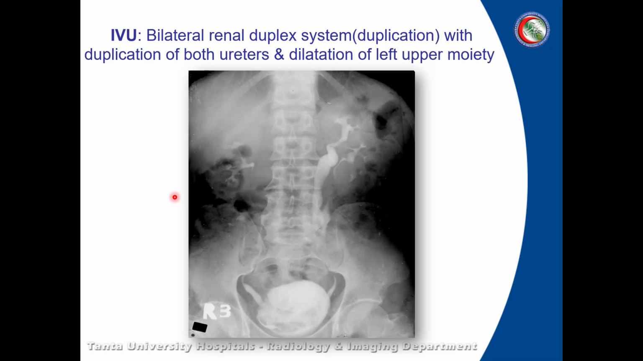Another example, this is a bilateral renal duplication or renal duplex system with duplicated ureters, and also showing dilatation of the upper portion, called the upper moiety, on the left side. So to get the full mark, it's IVU showing bilateral renal duplex system with duplication of both ureters and dilatation of left upper moiety.